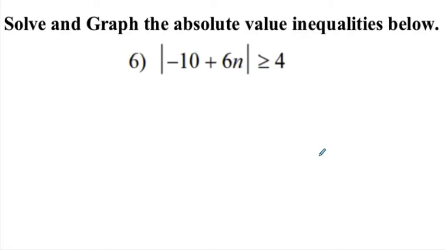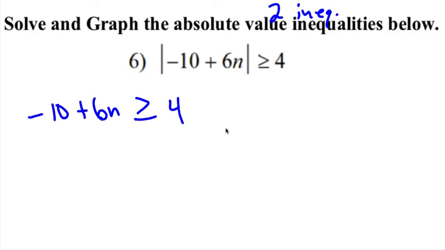Alright, now we are getting into the absolute values. Remember, for absolute value inequalities you have to set up two inequalities. One of them will be what you get just by dropping the absolute value bars: negative 10 plus 6n is greater than or equal to 4. This is where you have to remember that little acronym, GOAL. Greater than means or, and the second part is and is for less than.